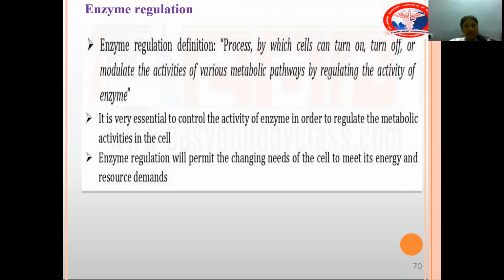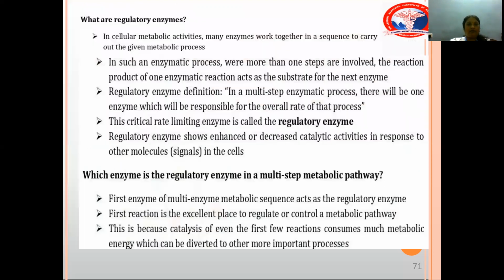Whenever needed, an enzyme can be turned on. Whenever not needed, an enzyme can be turned off. Enzyme regulation is very essential to control the activity of enzymes in order to regulate the metabolic activities in the cell. Enzyme regulation permits the changing needs of the cell to meet its energy and resource needs. So enzyme regulation is basically based on the cellular metabolic demands. That is what it means.